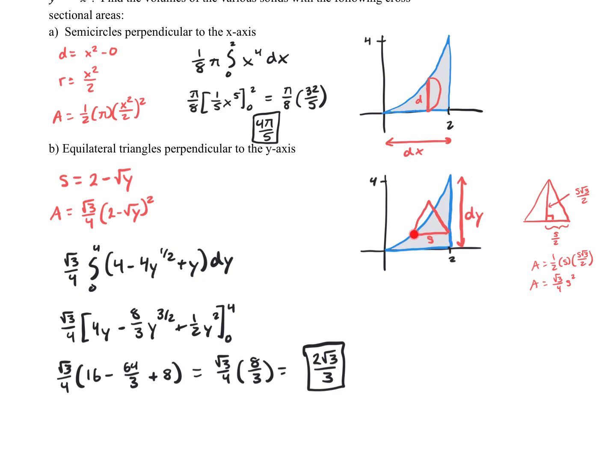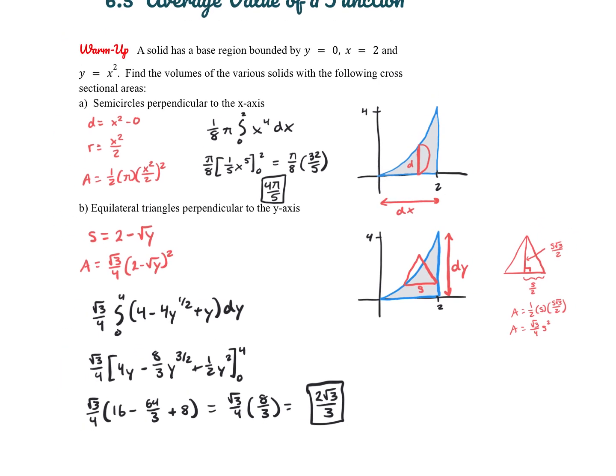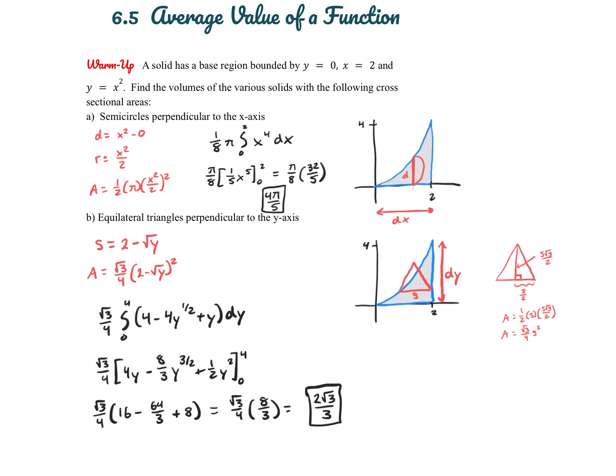So it will be 2 minus square root of y, which is this equation in terms of y. So here's the area of our equilateral triangle, and then I'm integrating that from 0 to 4, again pulling out my constants and then evaluating. You should end up with 2 root 3 over 3.